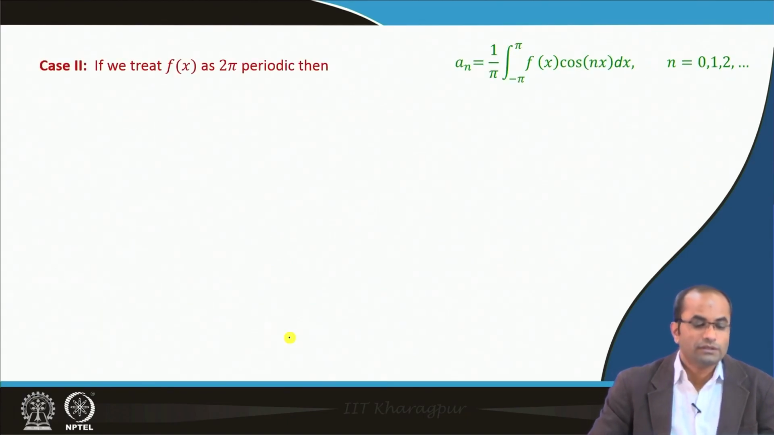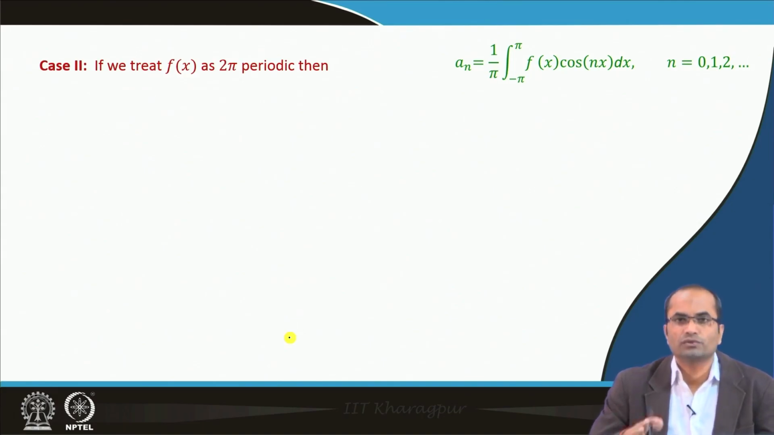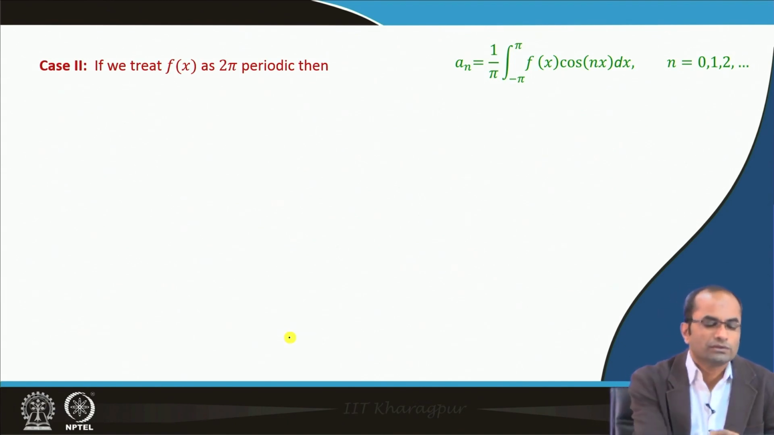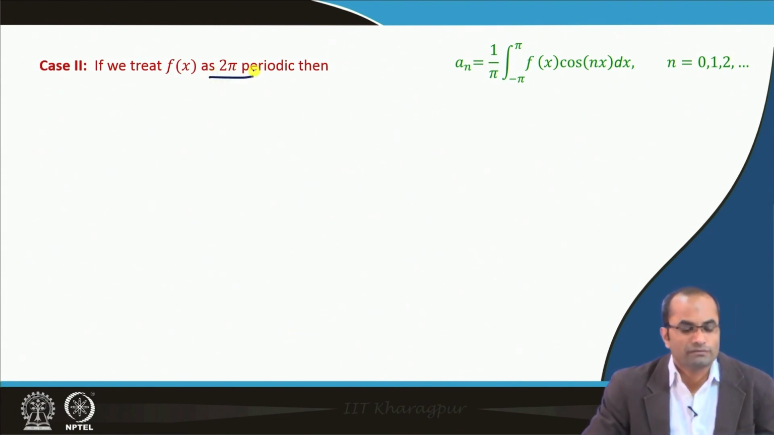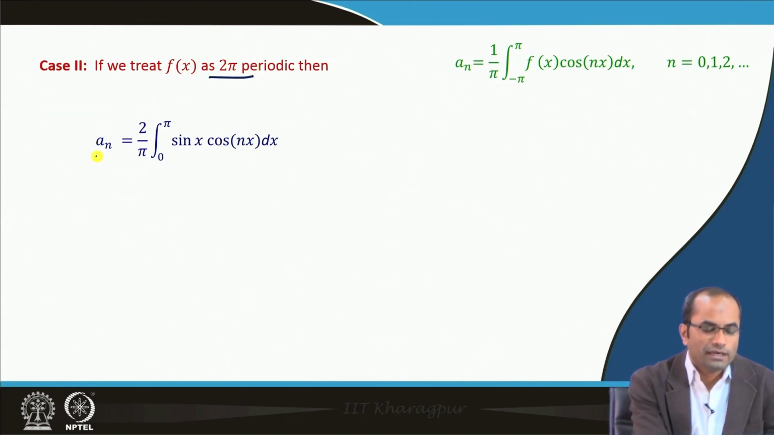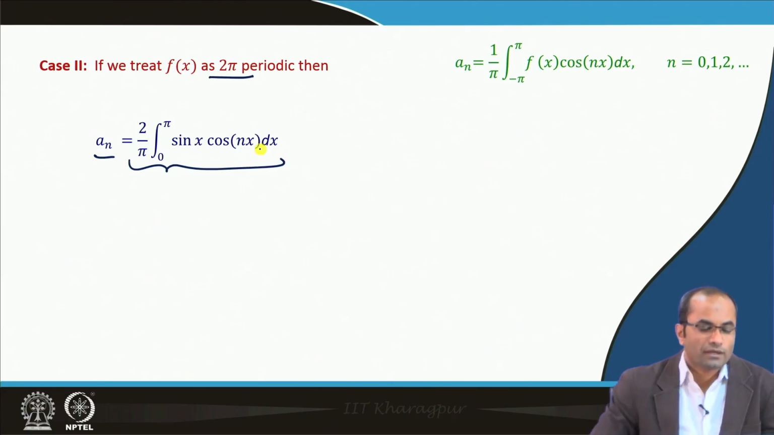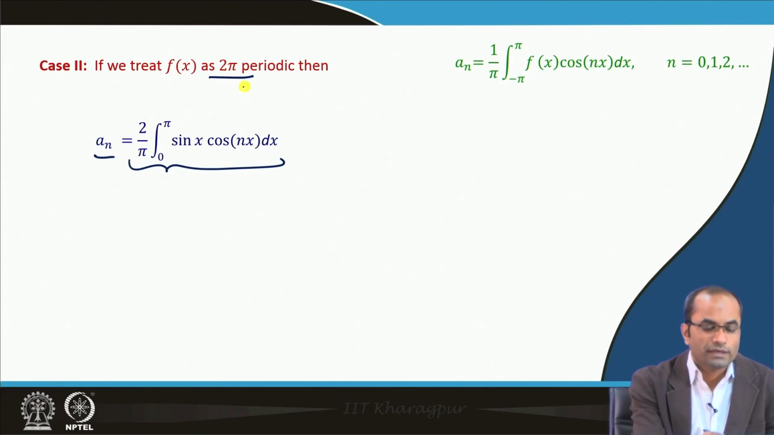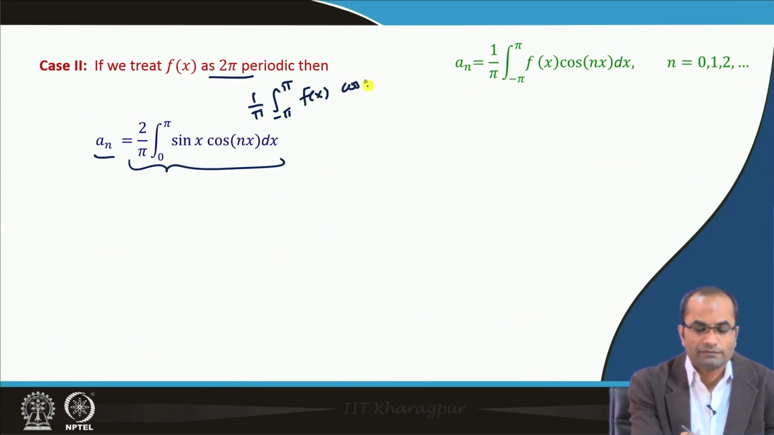Now, in the second case we will treat this f(x) as a 2 pi periodic function, because 2 pi is not the fundamental period, but it is also a period of the function. So we can consider it as 2 pi periodic, and then we have the standard result that a n is 1 over pi, integral from minus pi to pi, of f(x) times cos n x.